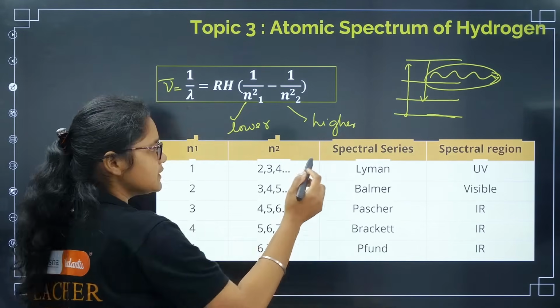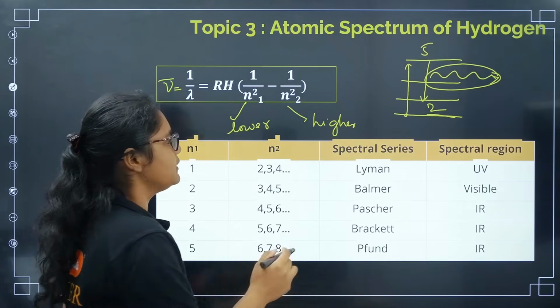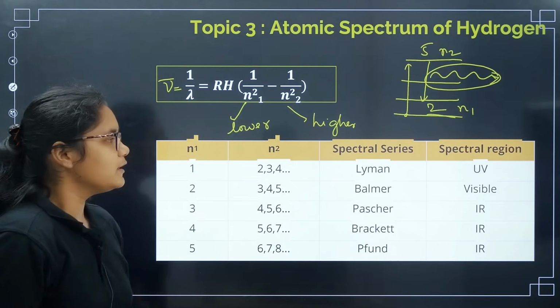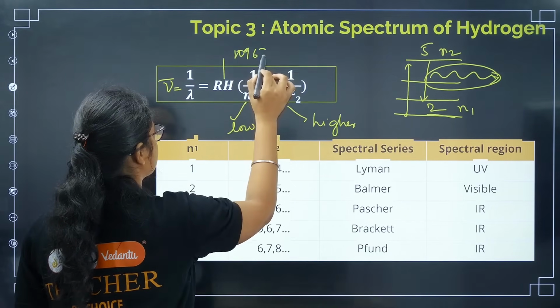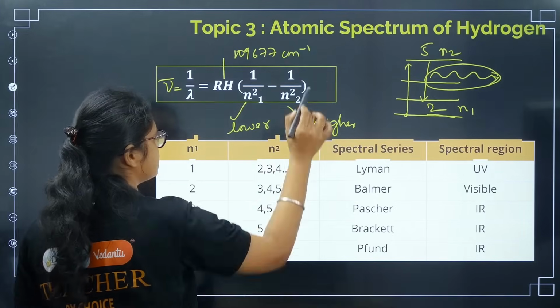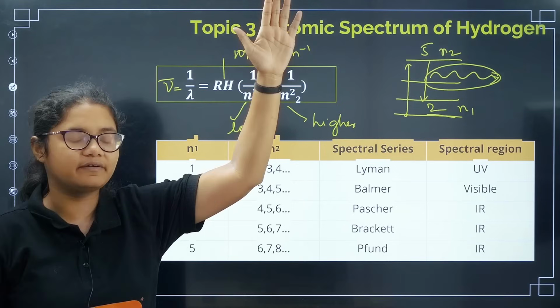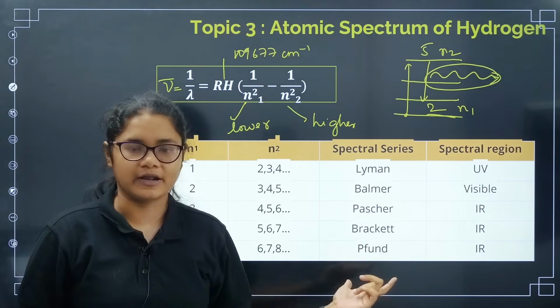It means suppose an electron jumps from 5 to 2, right? So N1 will be 2, N2 will be 5. Clear? Now in this, the RH value is 109,677 centimeter inverse. Now based on the destination, wherever it starts but where it reaches, based on that we have different spectra of hydrogen.